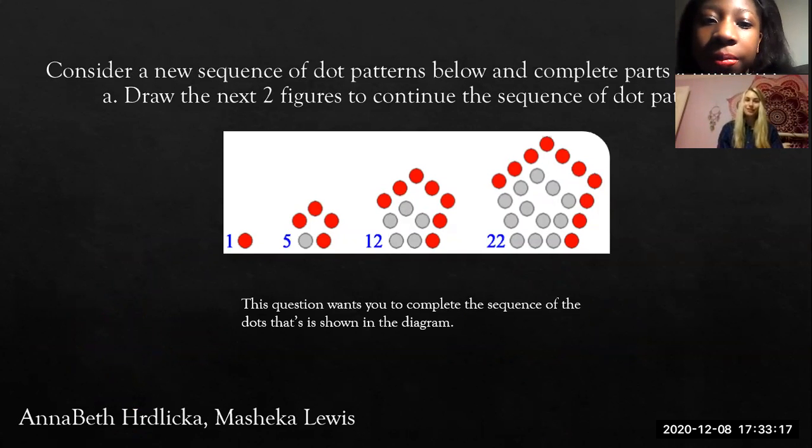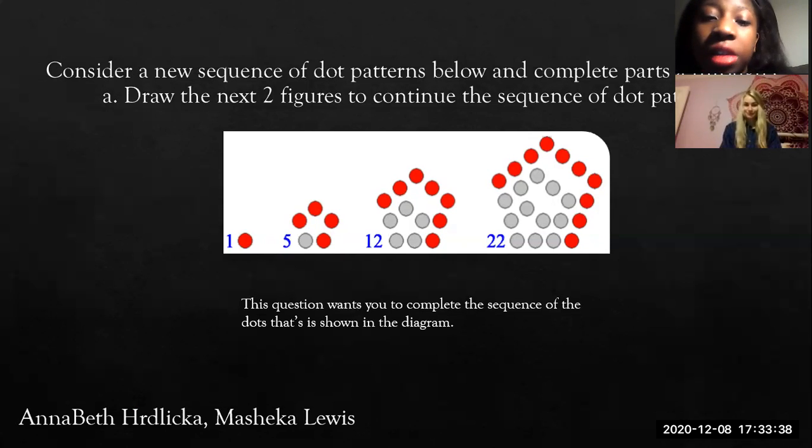Okay, so on this one, you have to consider a new sequence of dot patterns below and complete parts A through C. So we're doing A, and for this one, I have a question for you. So you see these sequences. So how do you find the sequence?